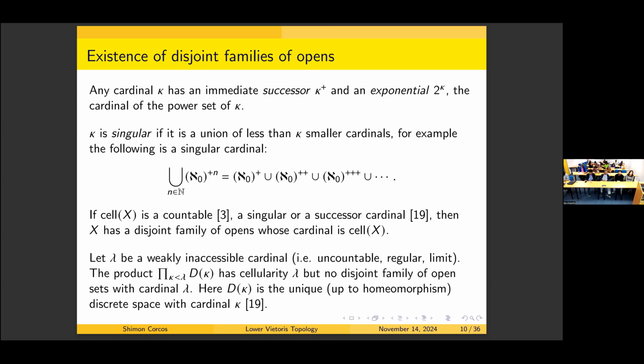Any cardinal has an immediate successor, the one that immediately comes after it. And we say that a cardinal kappa is singular if it is a union of less than kappa smaller cardinals.